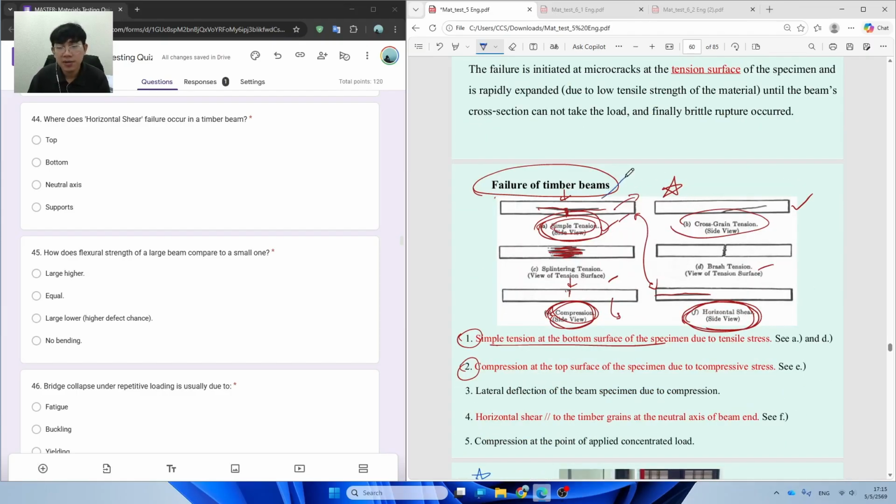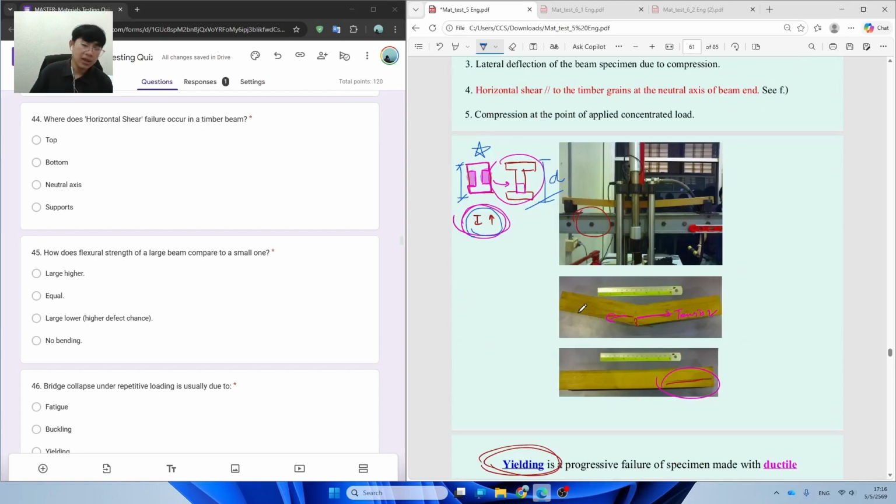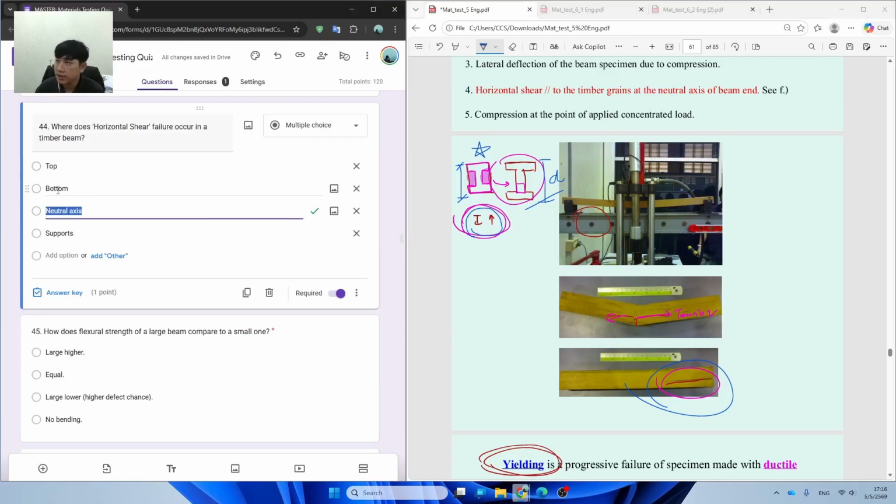And for the failure of the timber beam, I think you tested already. You're going to see that we have two lengths of the sample. Sample number one most of the time fails by tension, but sometimes it can fail in compression. And the shorter one is going to fail by horizontal shear. The horizontal shear is going to fail at the neutral axis, which means almost at the middle of the sample. So if I ask you about the horizontal shear of the timber beam, you need to tell the location that it's at the neutral axis.